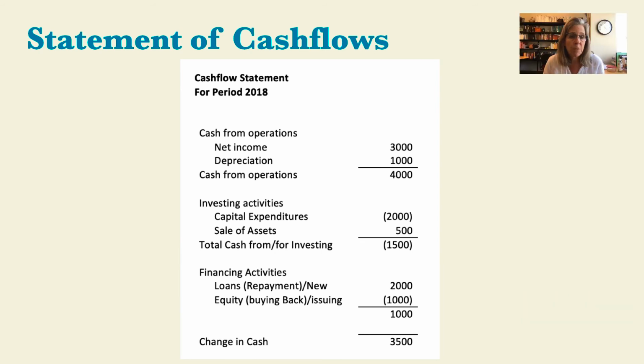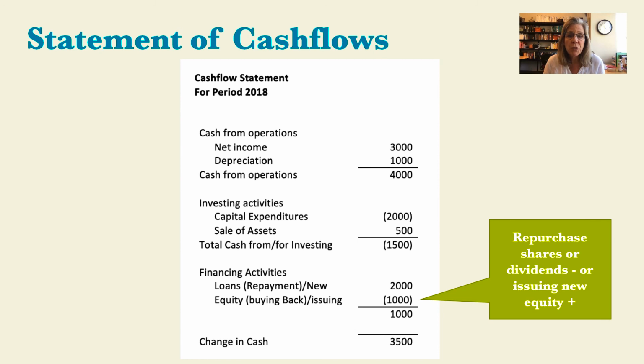In the equity portion, we can return money to the shareholders in two ways. One is we can buy back shares or we can pay dividends. That would be a negative in this aspect. In this case, we have a negative $1,000 where we returned money to the owners. We can also issue new equity, so we can sell more shares of our stock, and that would be income into the cash flow. In this case, we have a net of $1,000, which is the new loans less the amount we paid back to shareholders.